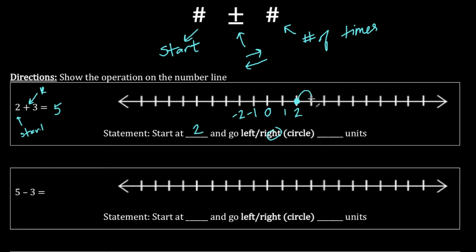So 1, 2, 3. Remember, we count the number of times we move. 1 space, 2 space, 3 space. So 3, 4, 5. And so we start at 2, we go right 3 times, 3 units.